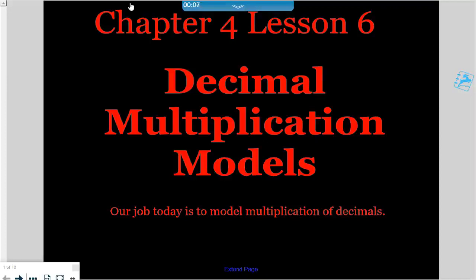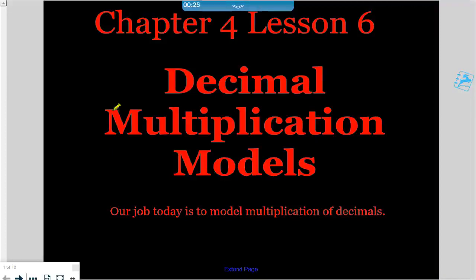All right, today we're talking about starting our decimal multiplication by decimals. Today we're just going to kind of talk about how we get there, because sometimes we wonder why numbers are the way they are, and this way you can see how they are.